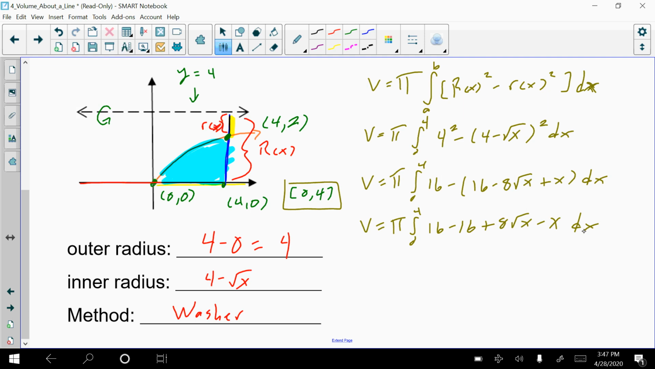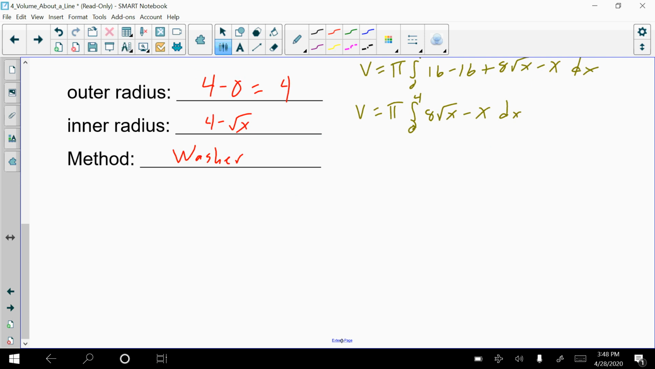And you can see very clearly that the 16s, the two constant numbers, are going to cancel and become 0. And so what we're left with is an integrand across the interval 0 to 4 of 8 radical x minus x. And if you prefer, you can write it as 8 times x to the 1/2 power if that makes it easier when you do the antiderivative. So at this point, we are going to do the antiderivative. We've simplified the integrand as much as possible.